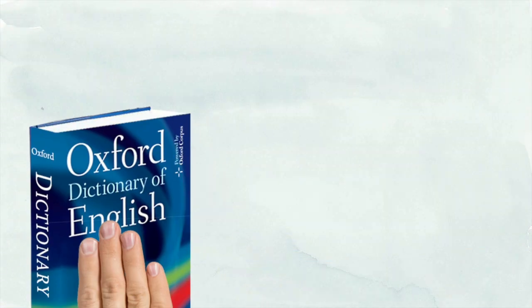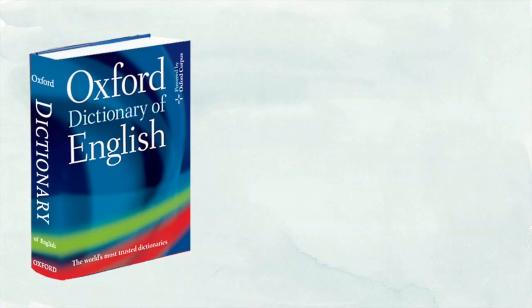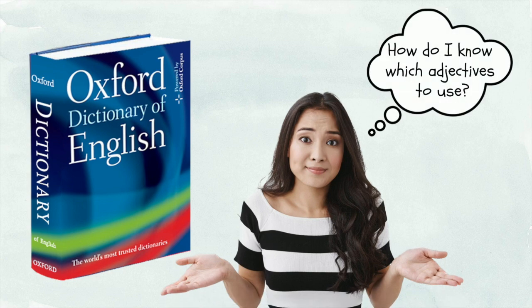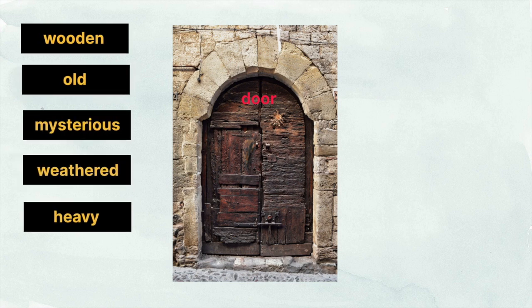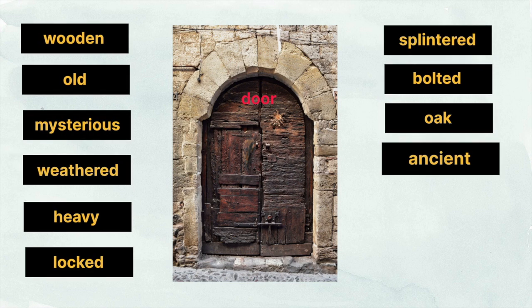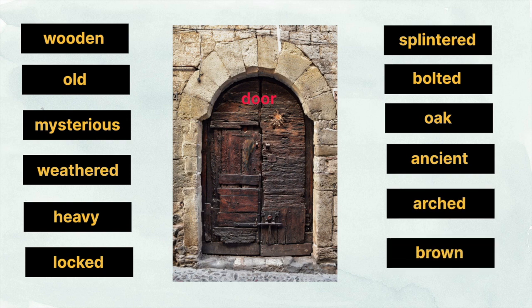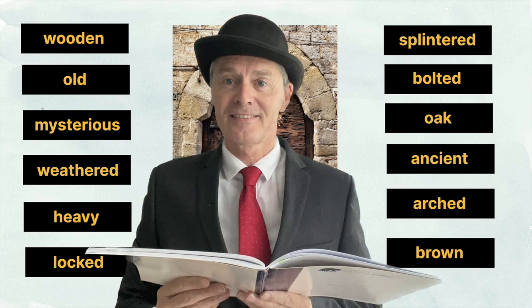But there are so many adjectives to choose from. How do I know which adjectives to use? It's true. There are lots and lots of adjectives to choose from. Take this door. I can think of many adjectives we could use to describe it. One of the skills of a good writer is to be able to choose the best adjectives to use. And to help you learn how to do this, I have 3 suggestions for you.